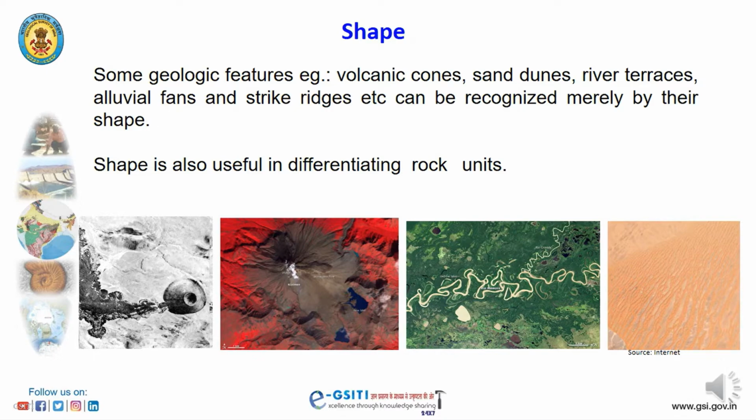Some geological features like volcanic cones, sand dunes, river terraces or alluvial fans have a particular shape. Here we can identify, based on their shape, volcanic craters, the lava flow from the volcanic crater, the meandering pattern of a river, as well as a sand dune shape in a desertic condition.